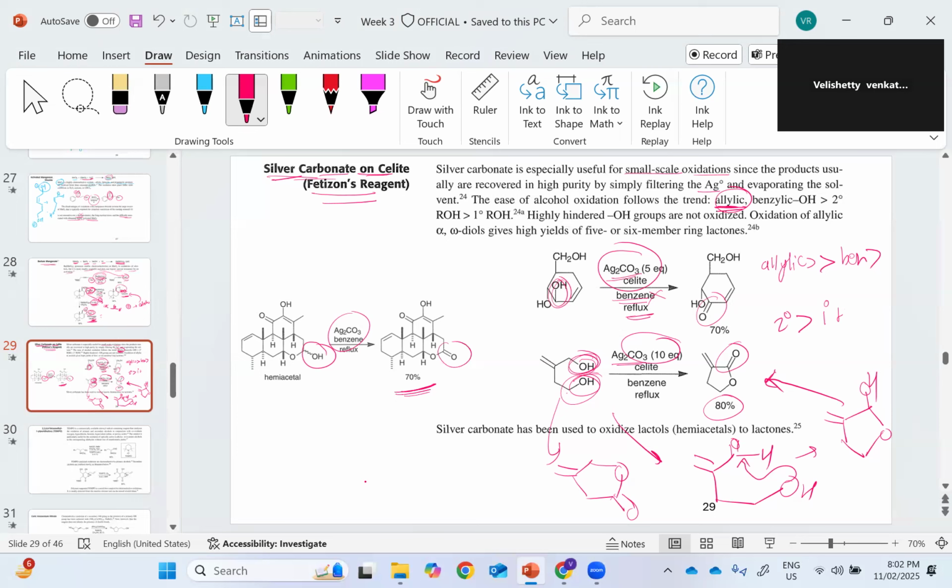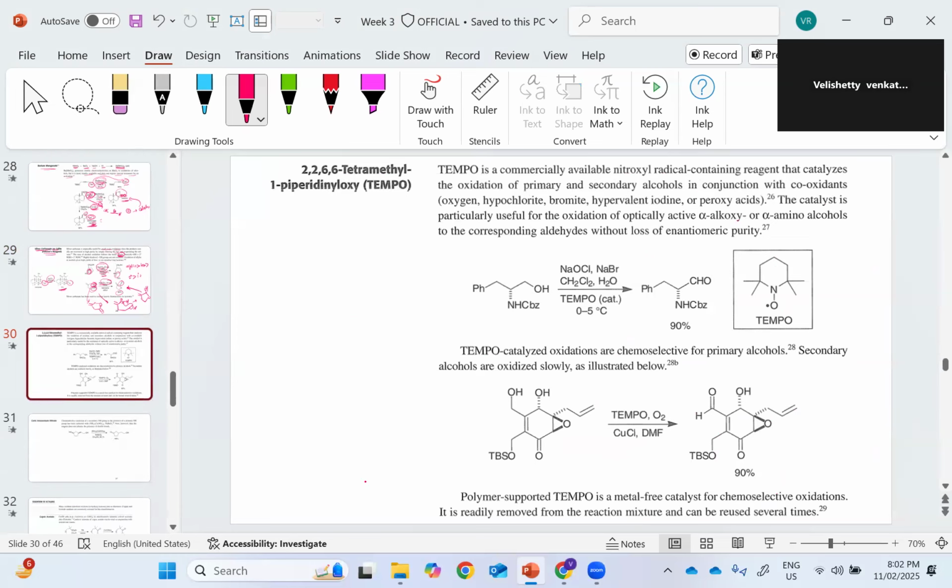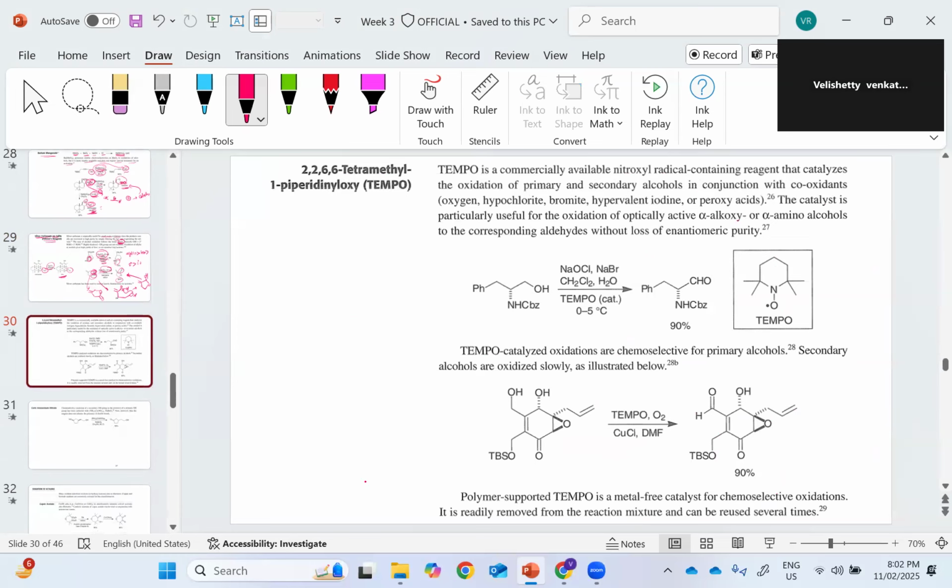So these were some of the oxidizing agents, and there is another oxidizing agent remaining that we will discuss today, which is TEMPO. So this is the TEMPO, basically a radical species. This is the general structure of the TEMPO, which involves the N-oxide radical. When you react this radical with the alcohol in presence of NaBr as well as NaOCl in DCM at 0 degrees Celsius, it gives the formation of alcohol to aldehyde.